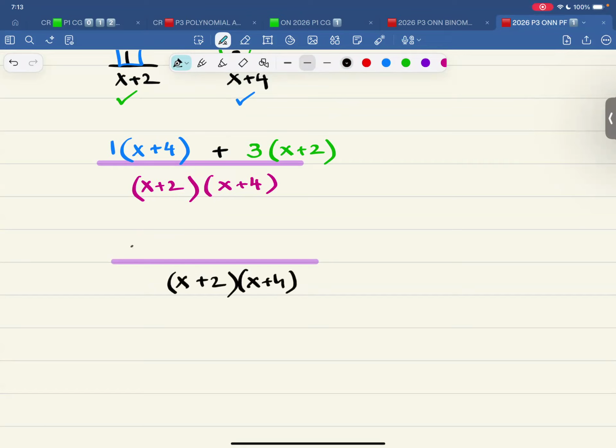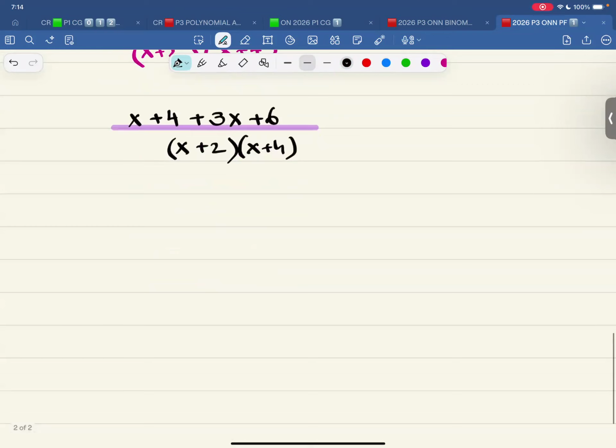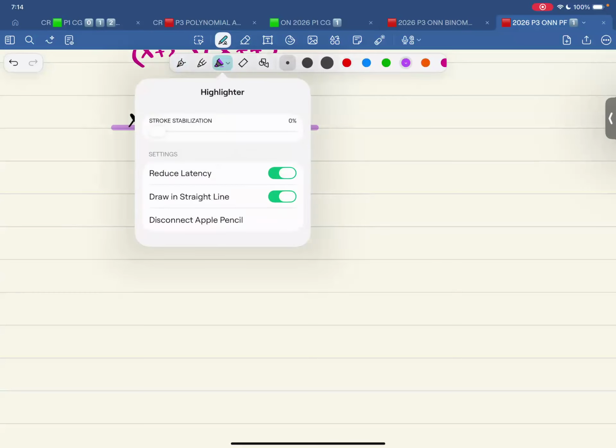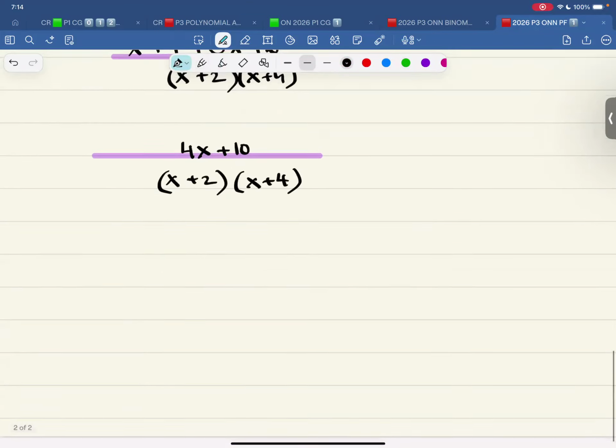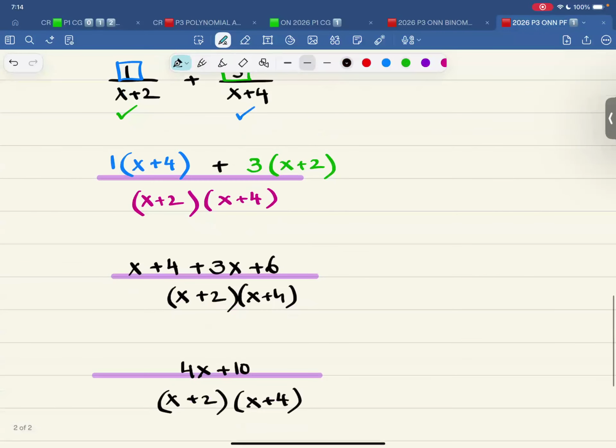And 1 is multiplied with x plus 4, which is x plus 4. 3 is multiplied with x plus 2, which is 3x plus 6. Simplify a bit. That is 4x plus 10. And this thing is divided by x plus 2, x plus 4. That is writing the answer as a single fraction.